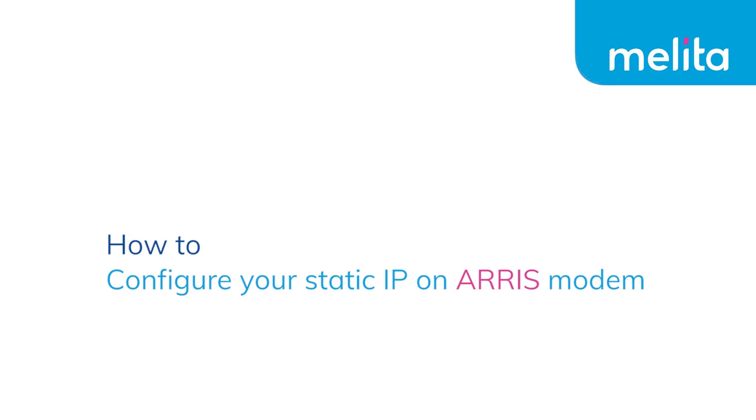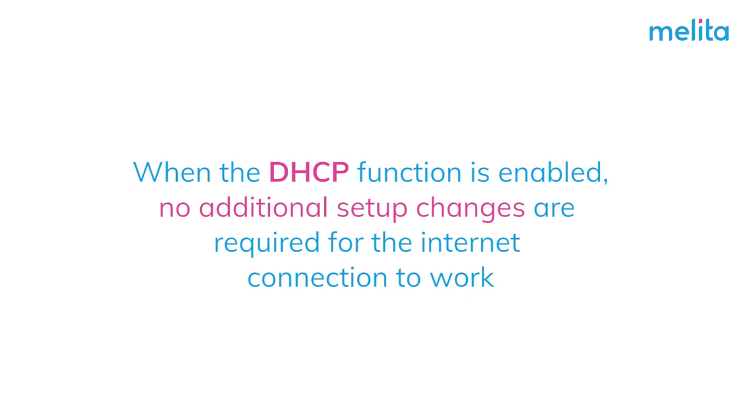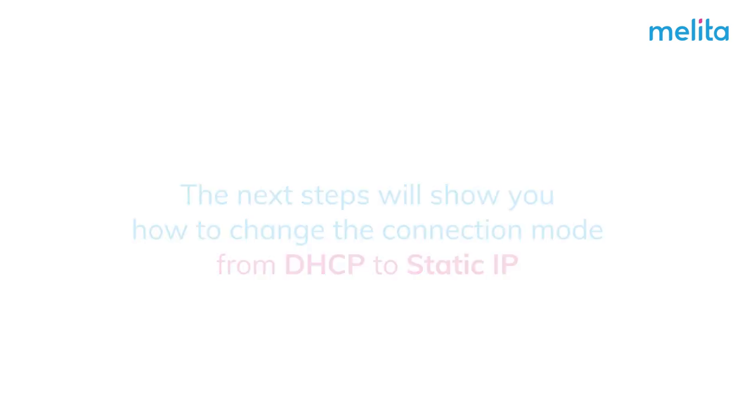To configure your static IP on Arris modem. By default, Melita's wireless modems are set to DHCP. When the DHCP function is enabled, no additional setup changes are required for the internet connection to work. The next steps will show you how to change the connection mode from DHCP to static IP.